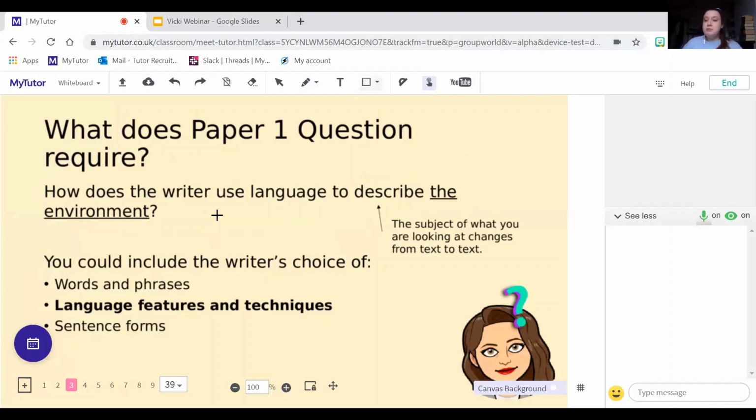So you will always be given the same 3 bullet points down here, and this will all be the same. The only thing that ever changes with this is the little bit that's underlined here, the subject. Everything else stays the same, so it's nice, easy, straightforward. So we can look at 3 different bullet points: words and phrases, language features and techniques, and sentence forms. Now I'm mainly going to focus on language features and techniques for this session. However, we might look a little bit at sentence forms towards the end, and I'm going to bundle words and phrases in together with language features and techniques.